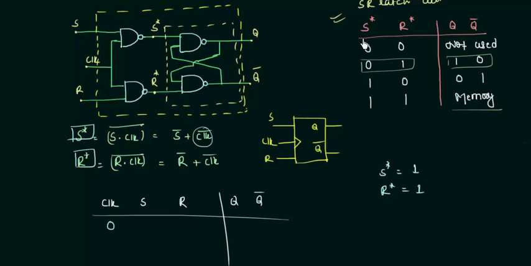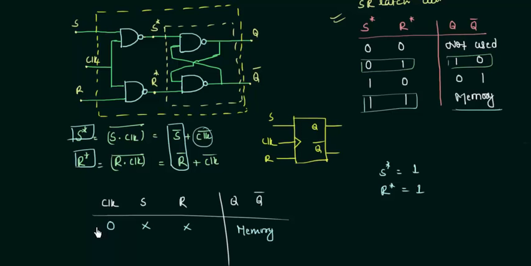So what happens when S star and R star are 1? You can see from this truth table, we are having the memory. Whatever the previous state was stored in the flip-flop or the latch, it will be there. So I can write it as memory, and you can also see one thing, that whatever be the value of S complement, R complement, it's not going to change the value for your S star and R star. So they don't care for us when the clock is low.